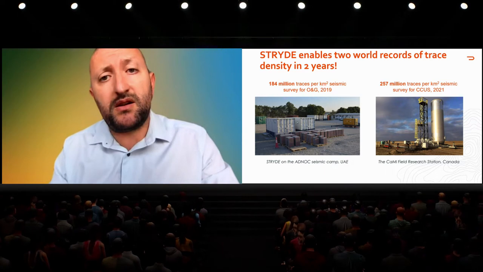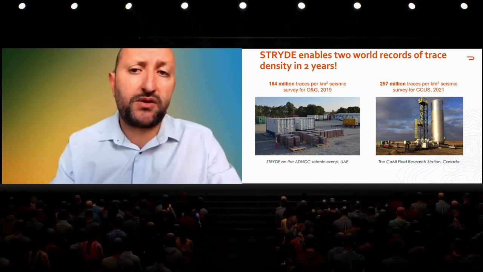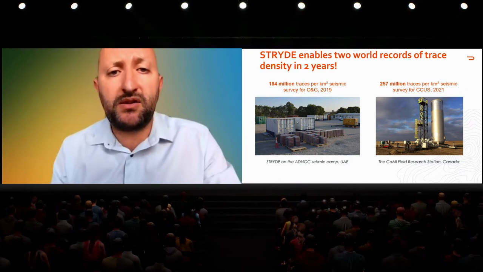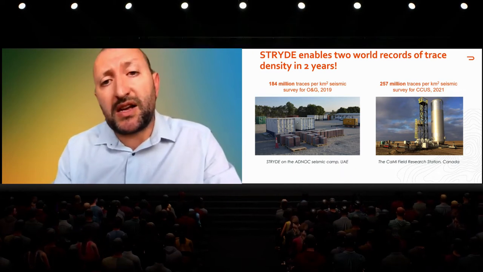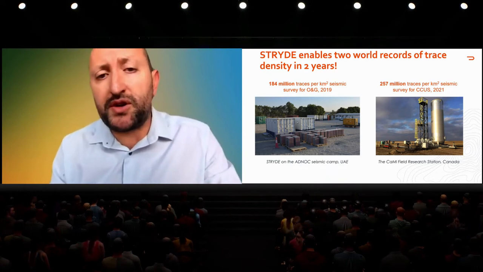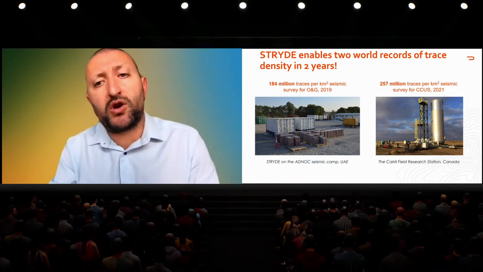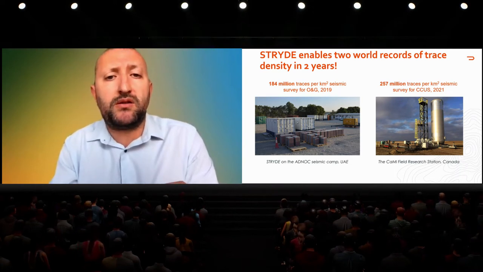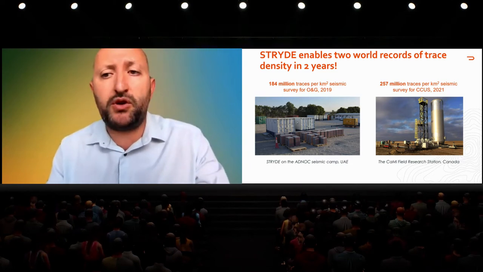But a couple of years later, this record was broken again by STRYDE, compared with other systems as well. This time it was for the CCUS industry on the Aquistore site in Canada, which you see on the right-hand side, and that hit 257 million traces per square kilometer. That's the one I would like to expand on a little bit, because there's a lot of analogy with geothermal sites. This ultra high density survey was the result of a collaboration between STRYDE, Carbon Capture Canada, and Explore, with the purpose of bringing attention to this new way of acquiring seismic for renewables.